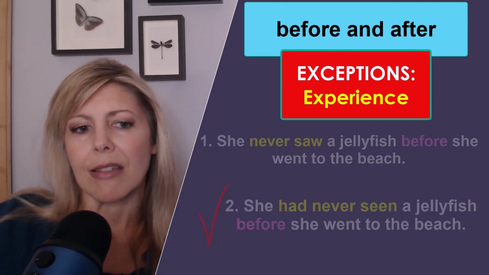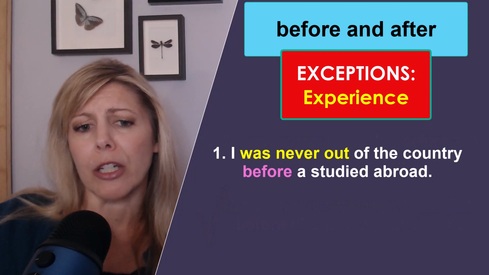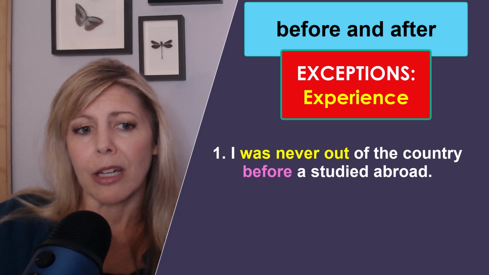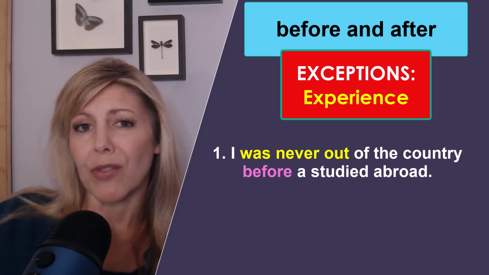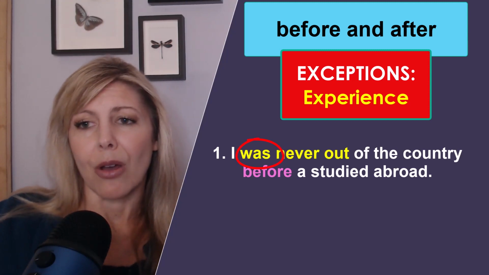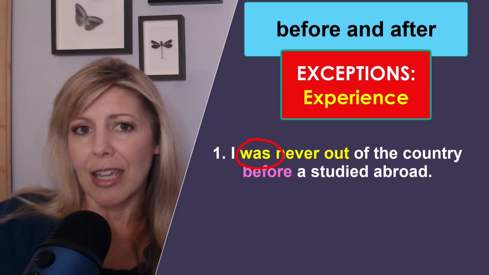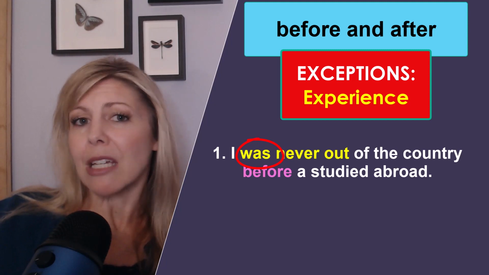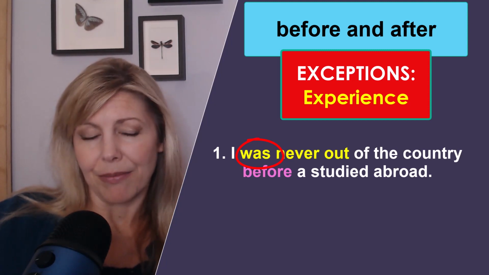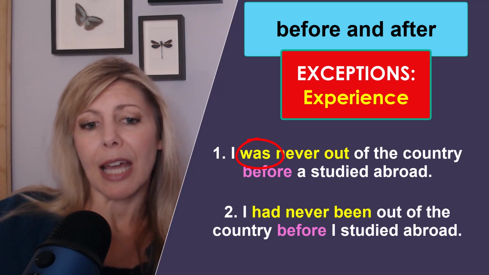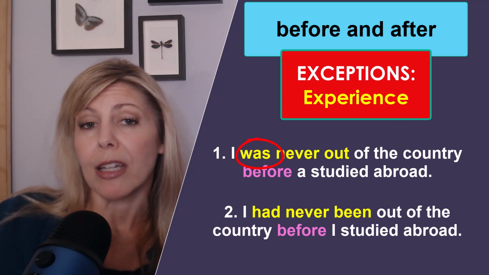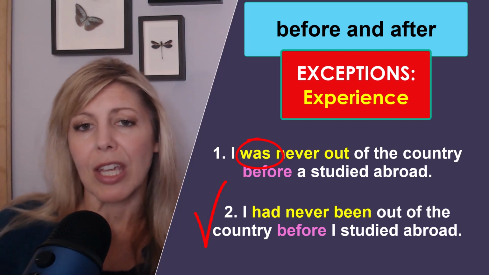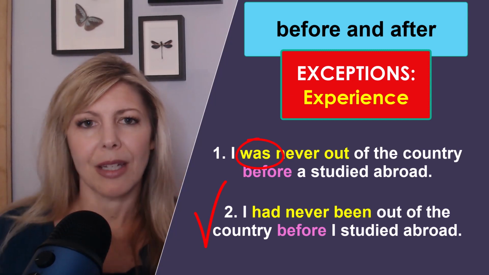Let's look at the next sentence. I was never out of the country before I studied abroad. This is not correct because we have was, we have a state of be. So we need to use a state of be. What would be the past perfect of be? Been. So I had never been out of the country before I studied abroad. This is the correct way to use that sentence. Again, be, that's a state of be, experience.